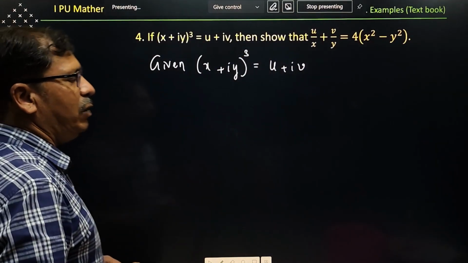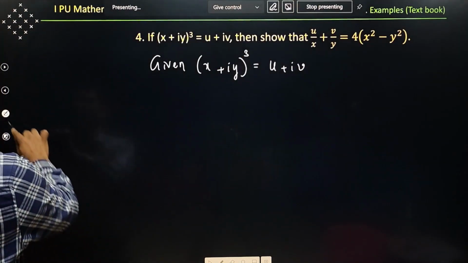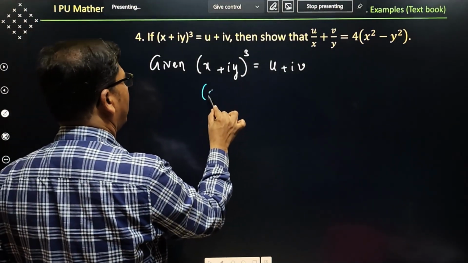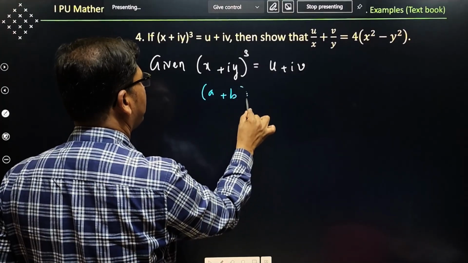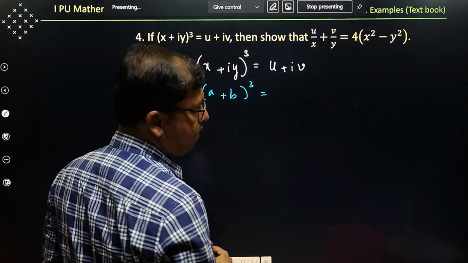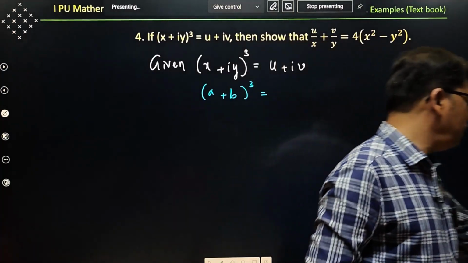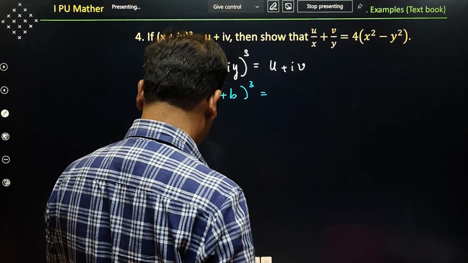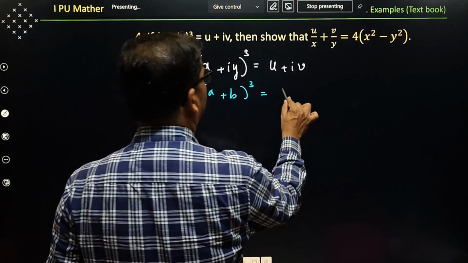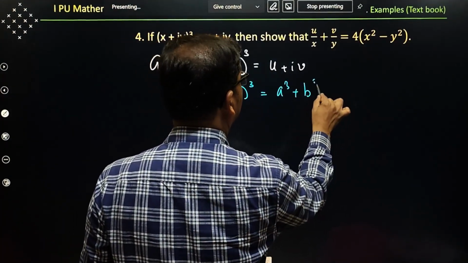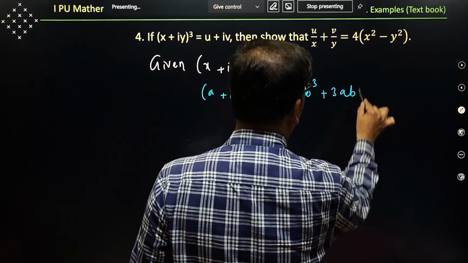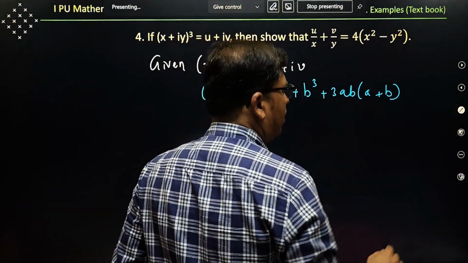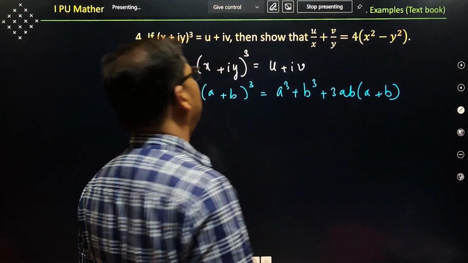You are given that (x plus iy) to the power 3 is equal to u plus iv. It is given. Okay. Can you tell me, anybody, (a plus b) to the power 3 formula, this is equal to a cube plus b cube plus 3ab into (a plus b).